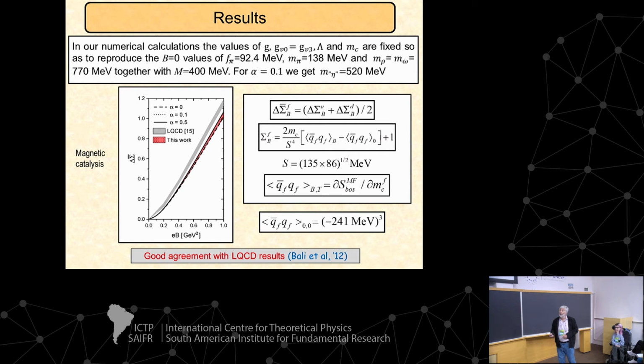Okay, I'm sorry. So this is the mean field. This shows you the parameters we use, which are standard parameters. And we choose this alpha in order to get a reasonable eta prime mass. So this is to show that we have magnetic catalysis and the result is very similar to the lattice one. Anyway, this means that everything is okay at least at the mean field level.